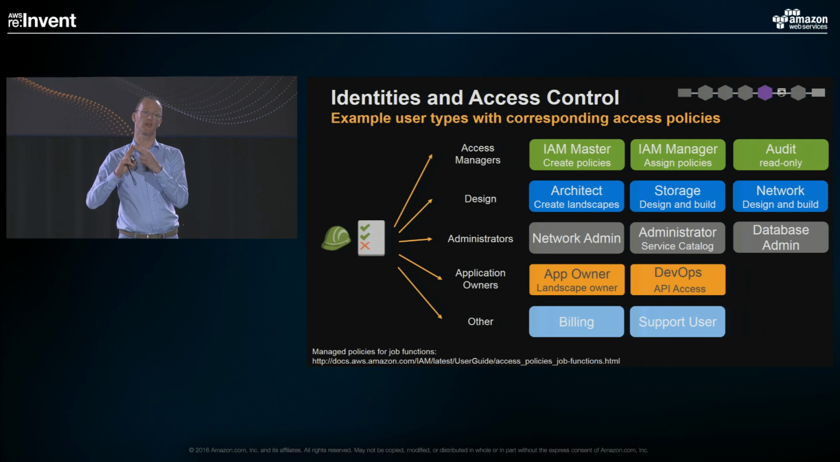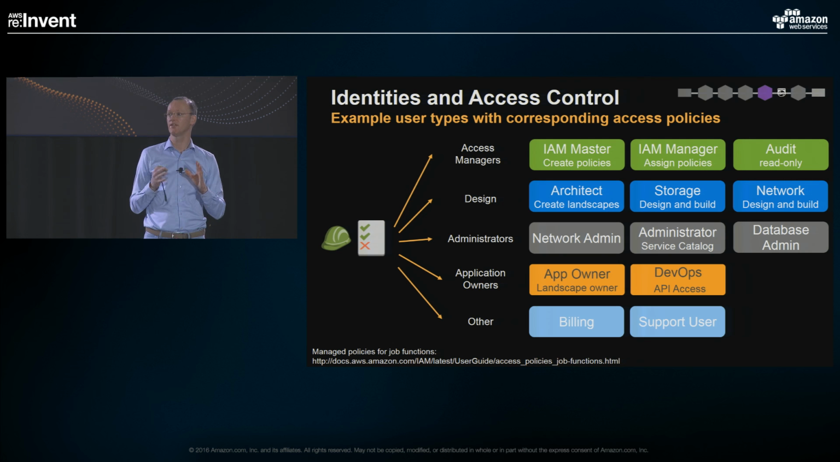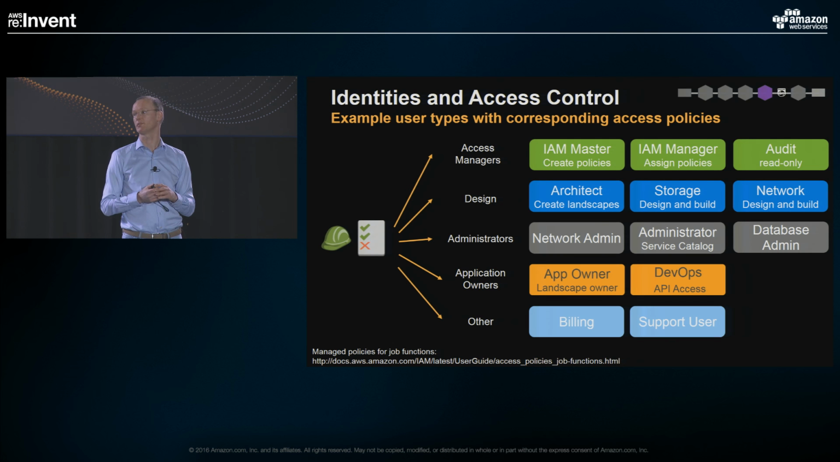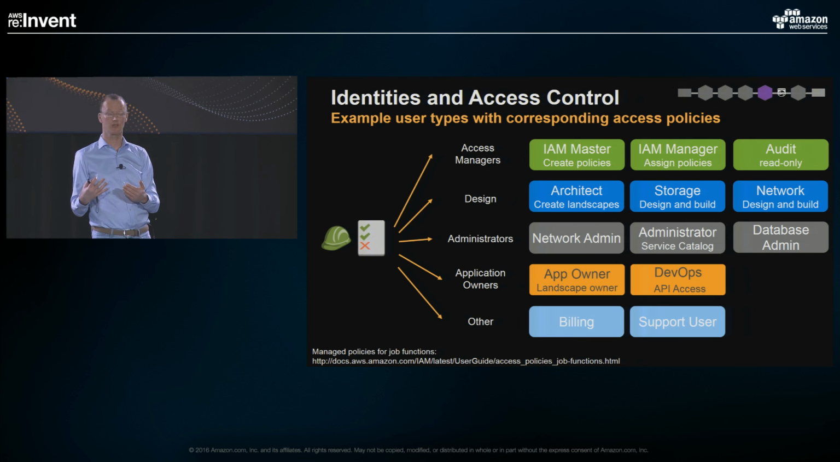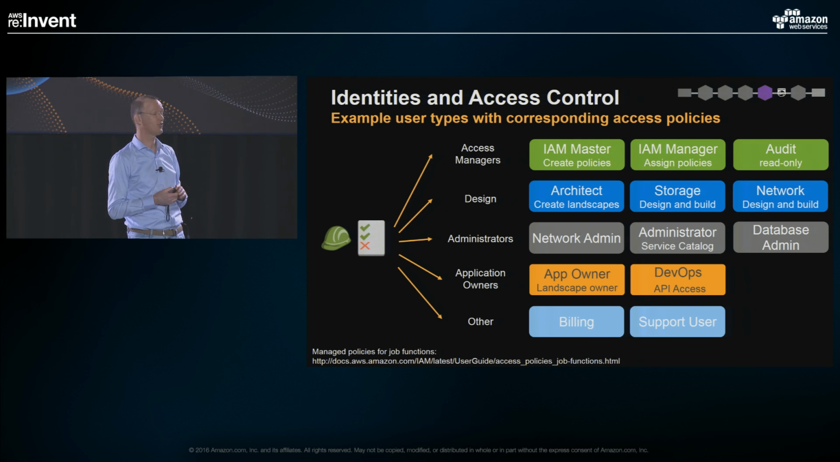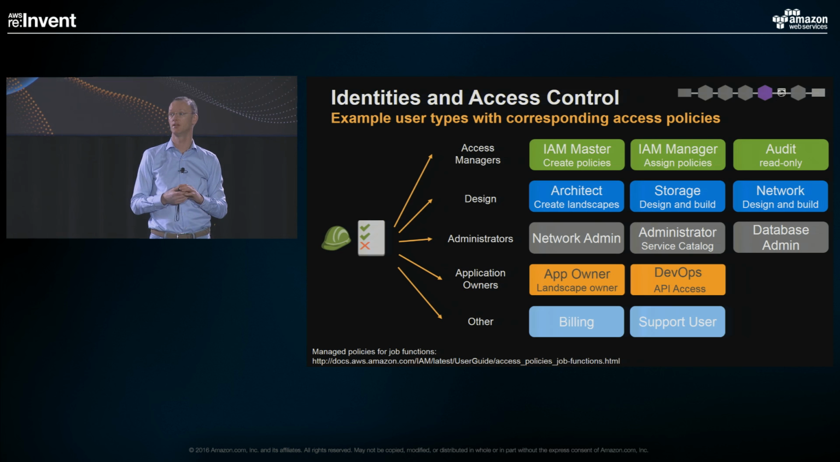Best practices are two things. One is least privilege, start as low as possible, and the second one is segregate duties as much as possible. On top of the slide, you see an IAM master who's allowed to create policies, and a second one, an IAM manager who is able to assign policies.